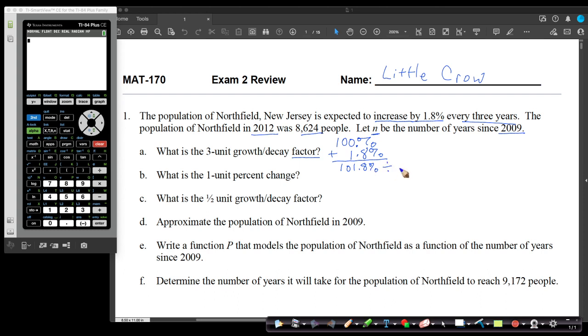But that's not a factor, that's a percentage. To make it a factor, a number, we divide by 100. And that's going to give us the answer of 1.018. So that's our factor.